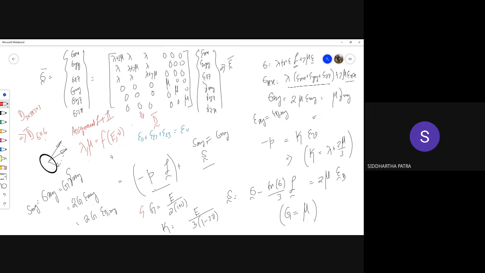I don't think today we'll be able to cover the variational formulation. We are already out of time, so we'll stop here. We have already covered at least the constitutive relation.